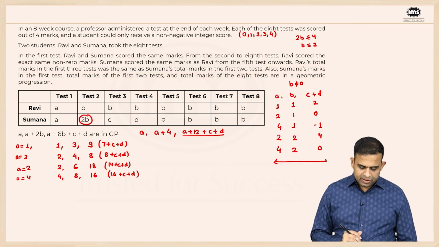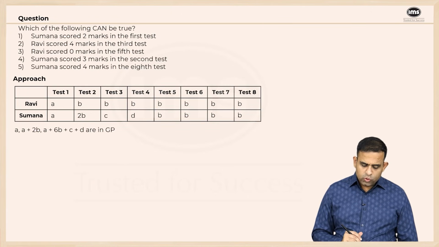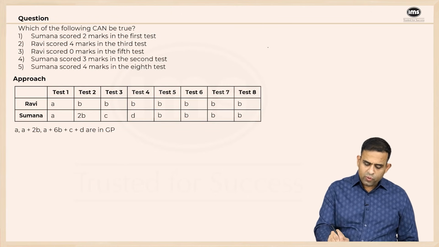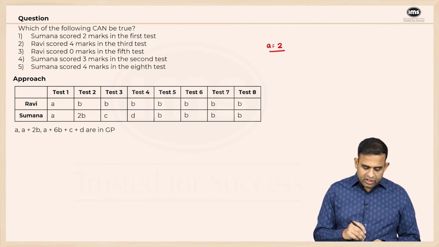Let us explore the questions now. Which of the following can be true? Sumana scored 2 marks in the first stage. That means the value of A is equal to 2, which, as we have seen, is very much possible. So I will again take the scenario.